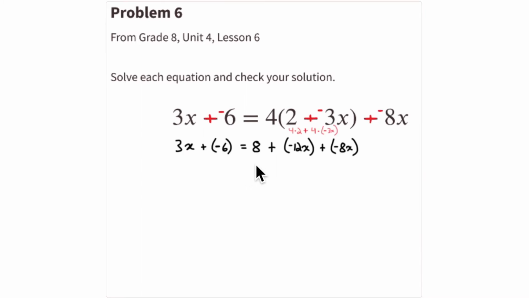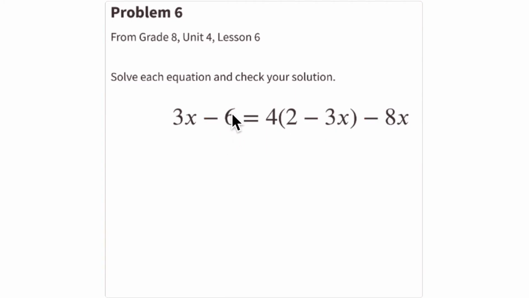The first thing I always tend to do is change subtraction to addition by adding the additive inverse. So the additive inverse of a positive 6 is negative 6, so I'm going to add that additive inverse. The additive inverse of a positive 3x is a negative 3x. I'm going to add that additive inverse. And the additive inverse of a positive 8x is a negative 8x.